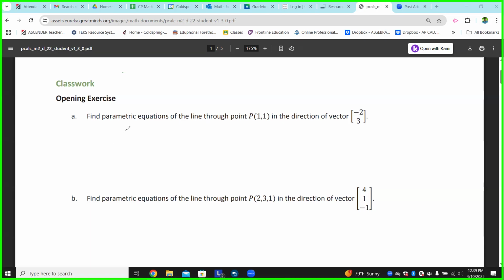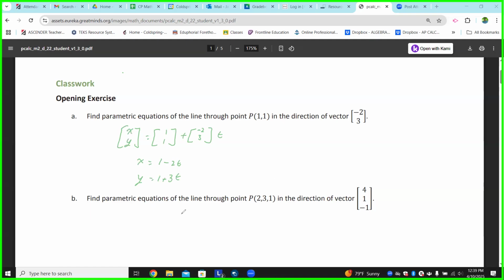All right, so here's the equations if you don't know it. So it'd be x, y, written out as 1, 1, plus -2, 3, t, which then turns into x equals 1 minus 2t, and y equals 1 plus 3t. Any questions on that? Okay.